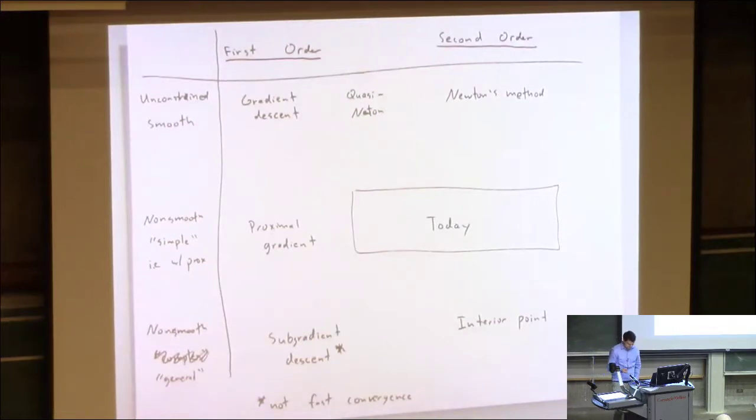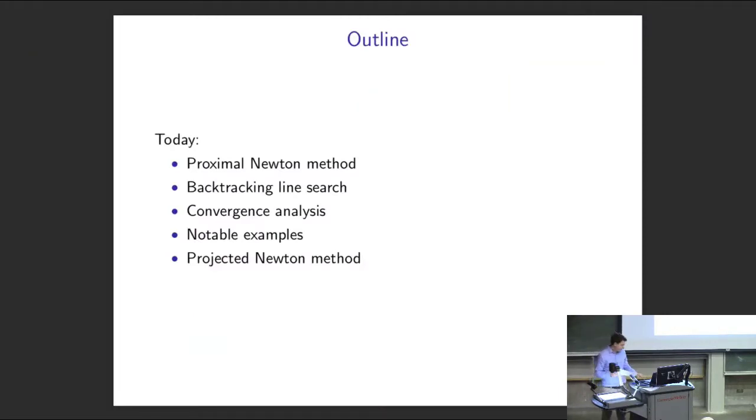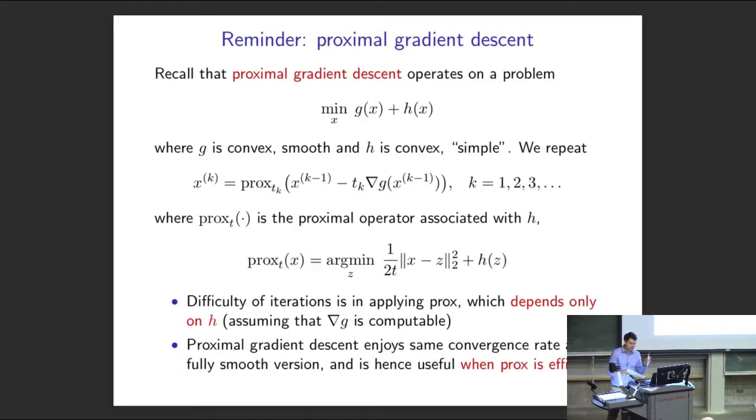So this is the outline of the problems we can solve, and this is what we're going to talk about today. Let's first recap proximal gradient descent. The idea here is that we want to solve some problem minimizing g of x plus h of x, where g is assumed to be convex and smooth, so it's a general convex function, but a smooth one. But h is convex and not necessarily smooth, but it's kind of simple. One of the common examples is the L1 norm. That's not a smooth function, but it's simple in a way.